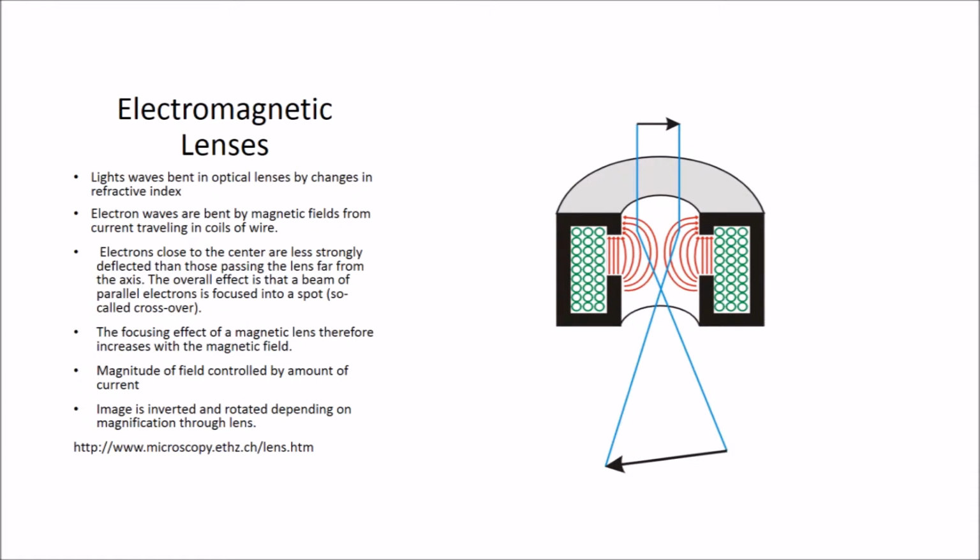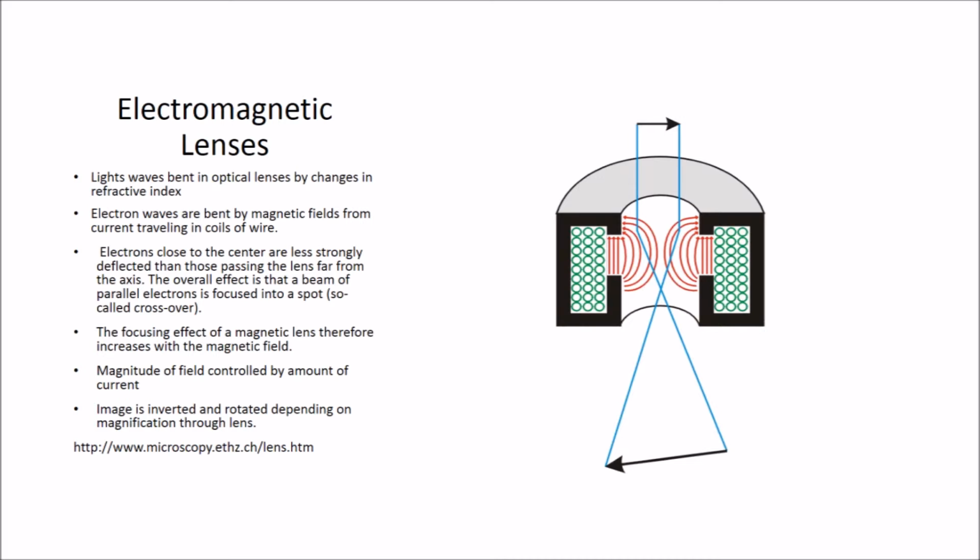In optical systems, light waves are bent in lenses by changes in the refractive index. However, in electron microscopes, electron waves are bent by magnetic fields from current traveling in coils of wire. The electrons close to the center are less strongly deflected than those passing the lens far from the axis. This has the overall effect that a beam of parallel electrons is focused into a spot, the so-called crossover. The focusing effect of a magnetic lens therefore increases with the magnetic field, and the magnitude of the field is controlled by the amount of current that goes through the wires.